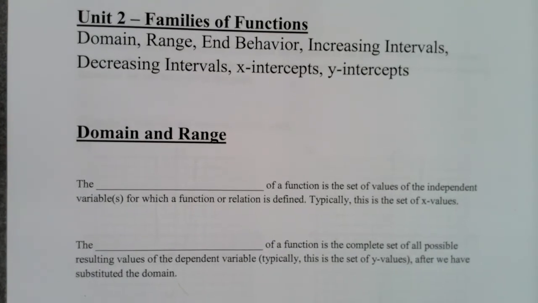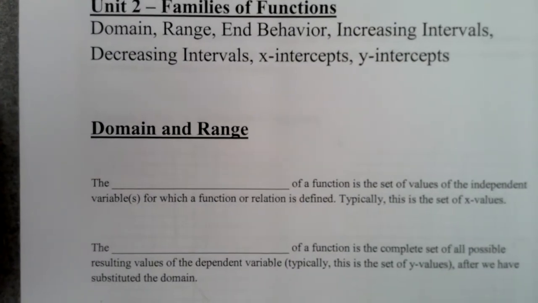So two definitions to start with. I believe I gave them to you in the first lesson, but this first definition is domain. The domain is a set of values of the independent variable. Typically, it's a set of x values. That's a domain.